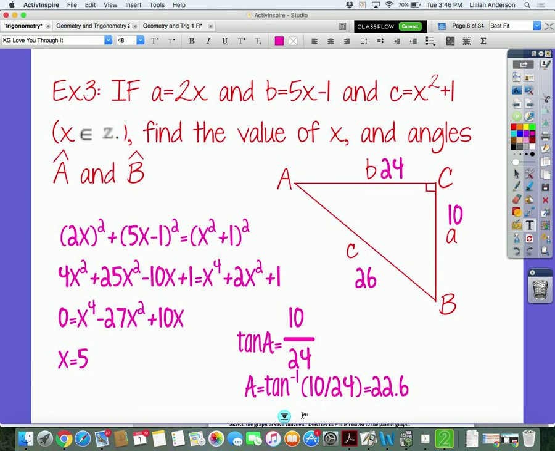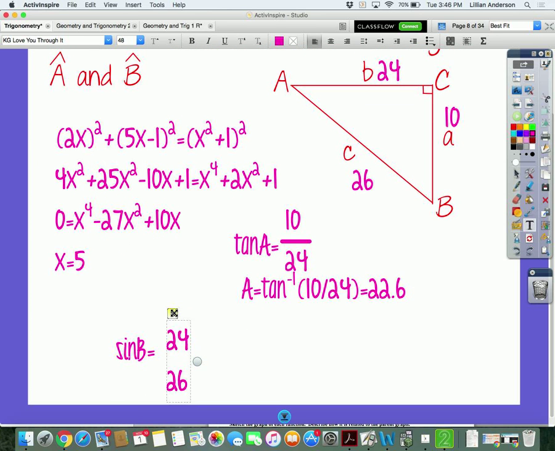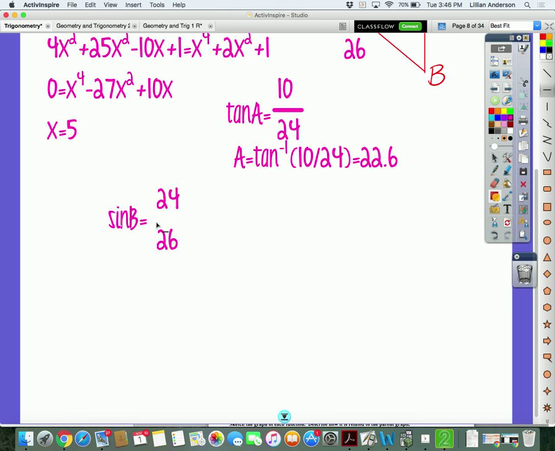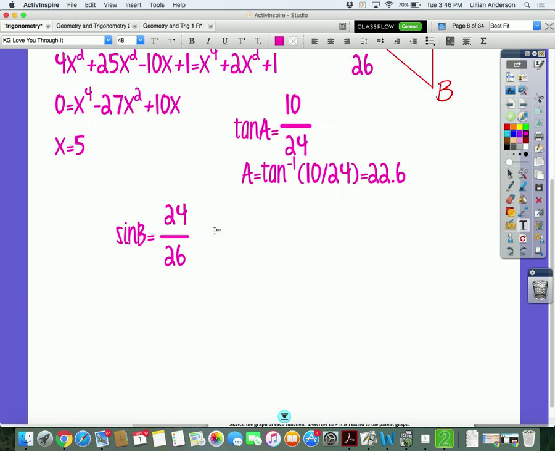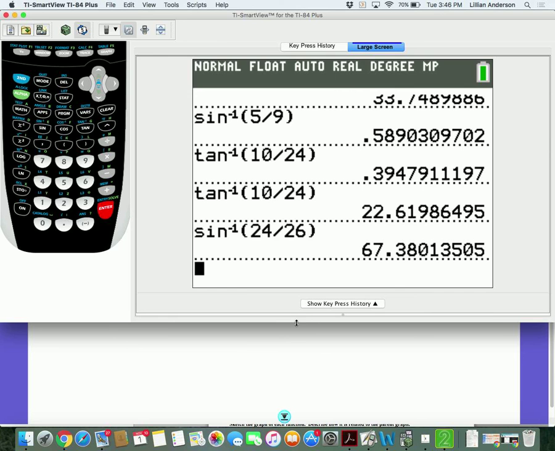All right. Now to find B, let's use a different trig function. Let's use sine. Sine is going to be 24 over 26, and it doesn't really matter what numbers you use because we know all of them, and every single one is actually going to get us our answer. So then we are going to do the inverse again because we are looking for an angle. We always use inverse when we're looking for an angle, and we're going to type in exactly what we see. Sine inverse 24 over 26. Close it off, and 67.4.